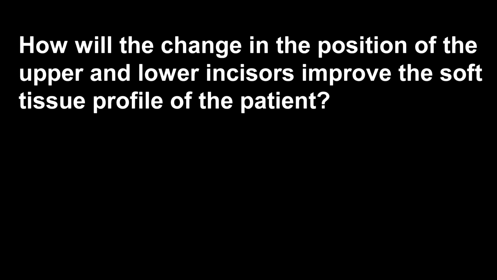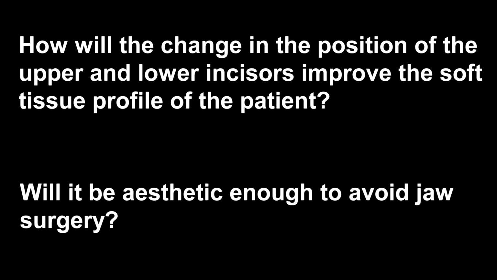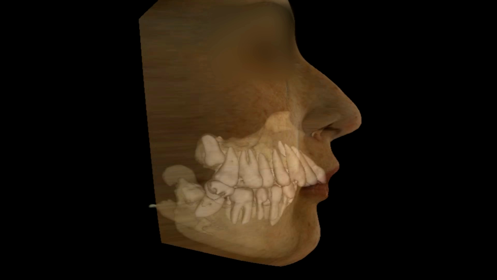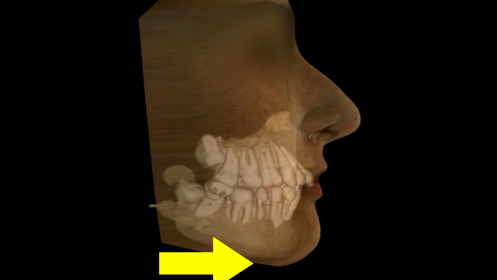How will the change in the position of the upper and lower incisors improve the soft tissue profile of the patient? Will it be aesthetic enough to avoid jaw surgery? In order to experience the change, we have to put the teeth into the volumetric X-ray and simulate the movement of the upper teeth backward and the lower teeth forward.